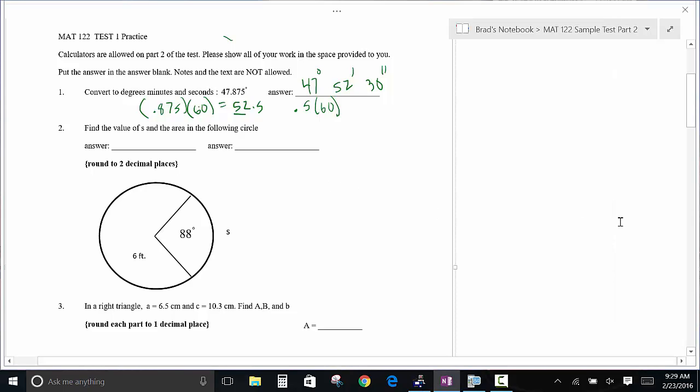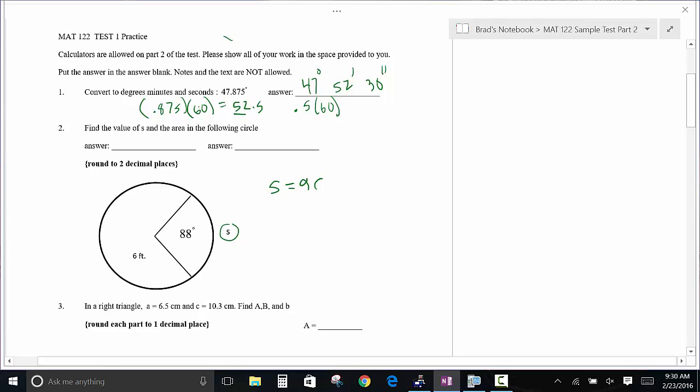All right, let's see. This second problem says find what S is. What's the formula for finding an arc length? Alpha R. I told you what formulas I gave you. I gave you that formula.